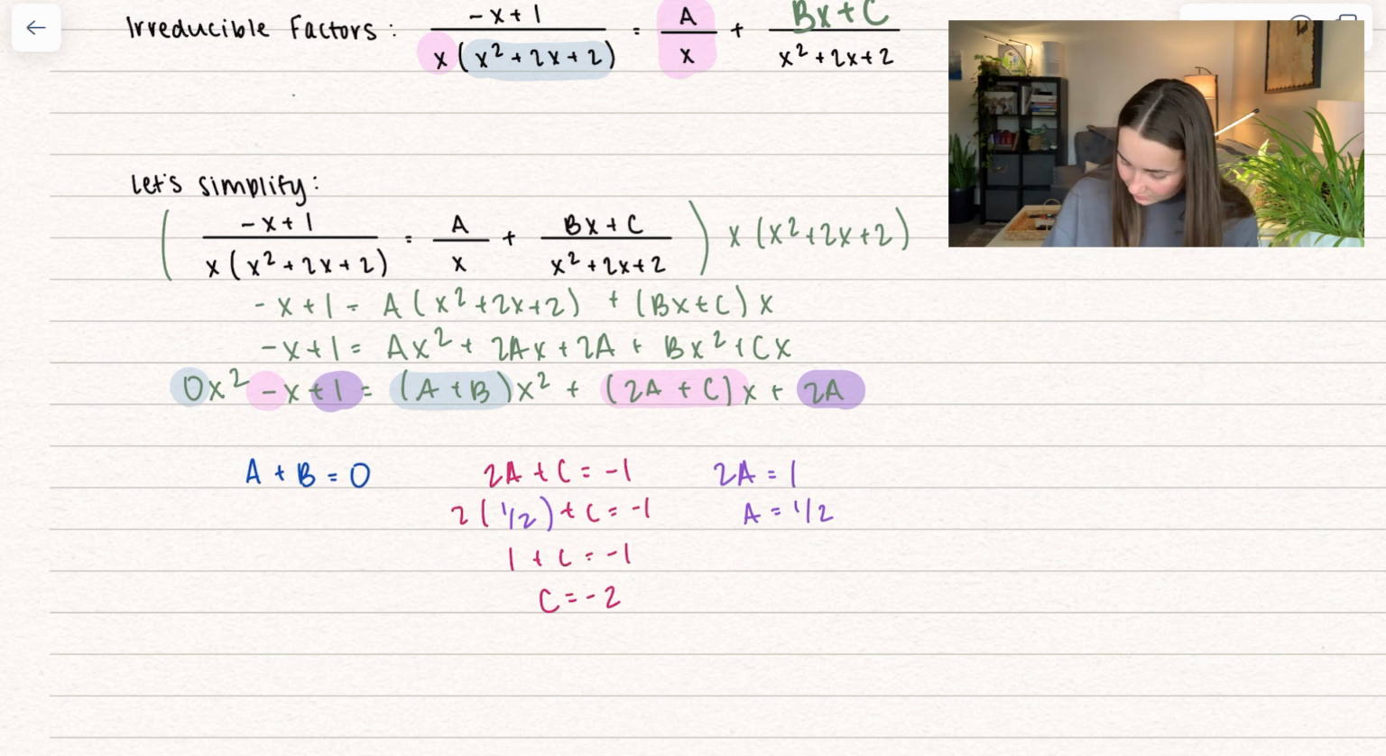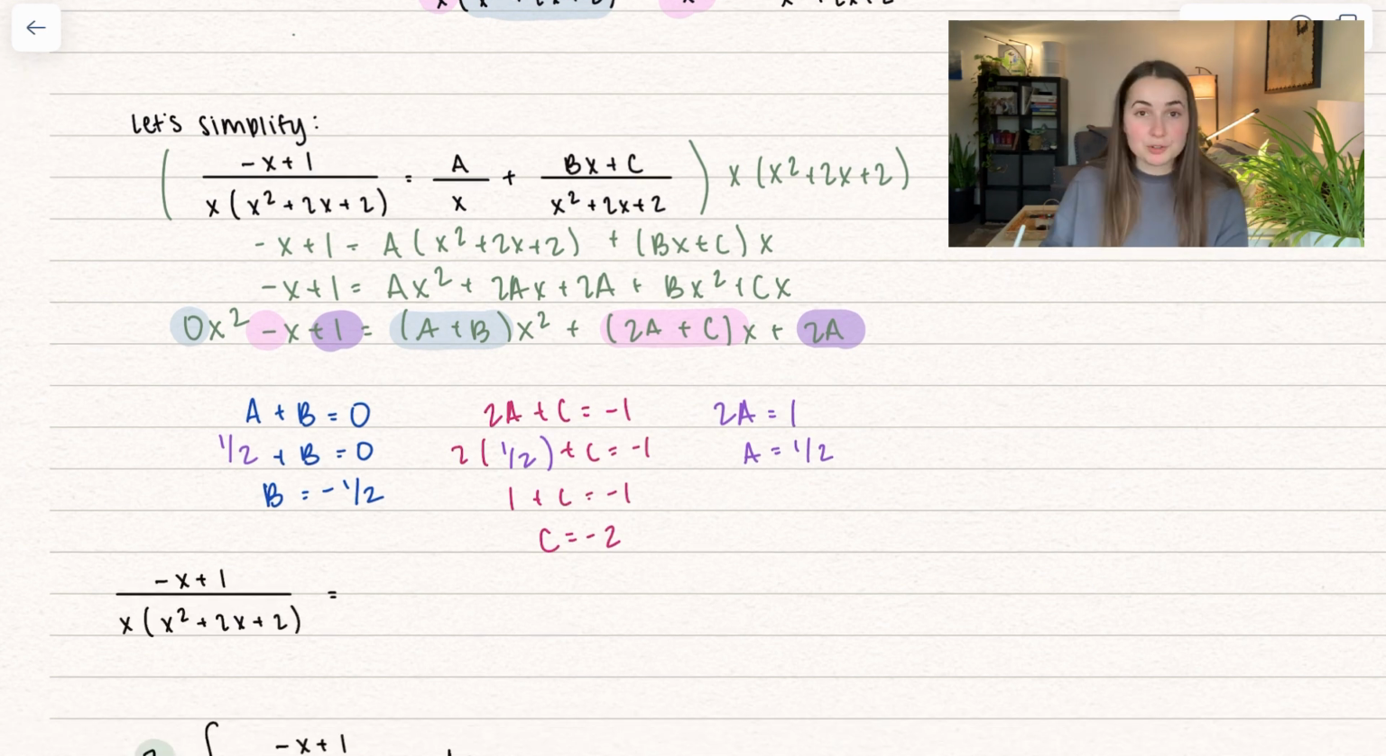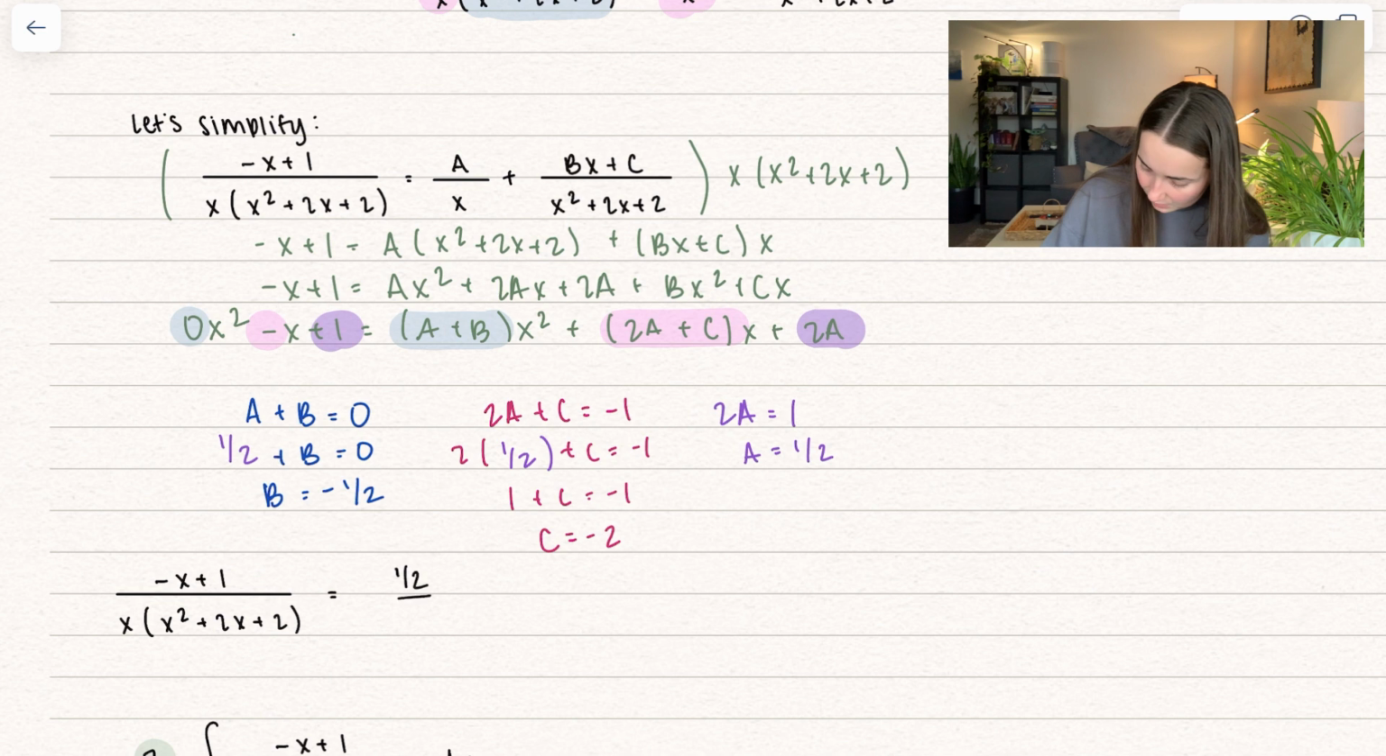So our last guy to solve for is going to be that b. So here we get 1/2, which is our a value, plus b is equal to 0. So that tells us our b is equal to -1/2. So now we have our partial fraction decomposition. So we have a over x, so that's going to be 1/2 over x, plus b, which is -1/2 x, plus c, which is actually -2, so that's just going to be -2, and then divided by that entire quadratic, x squared plus 2x plus 2.